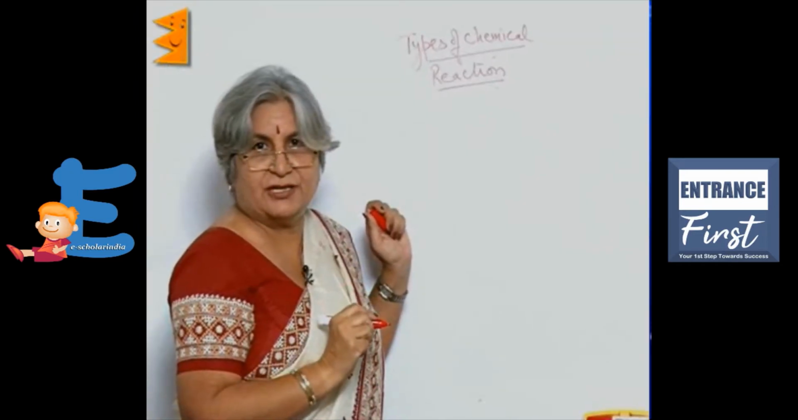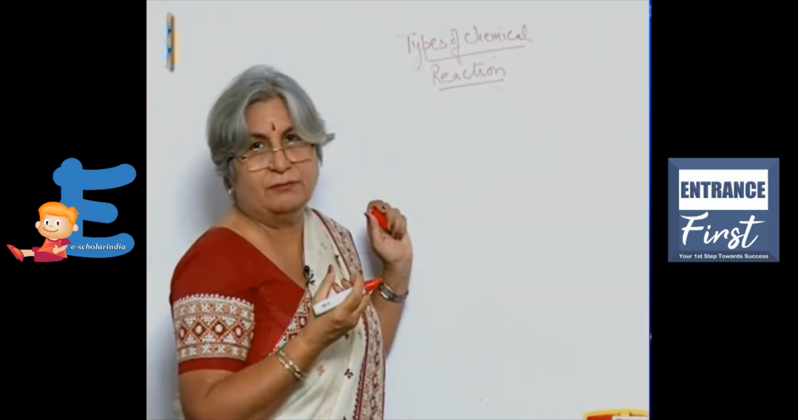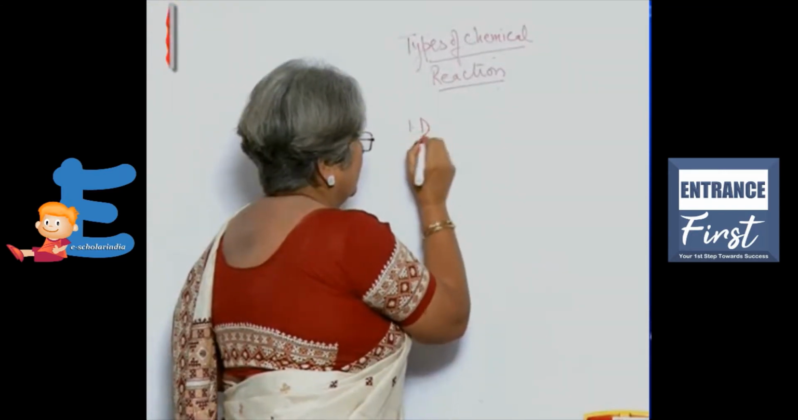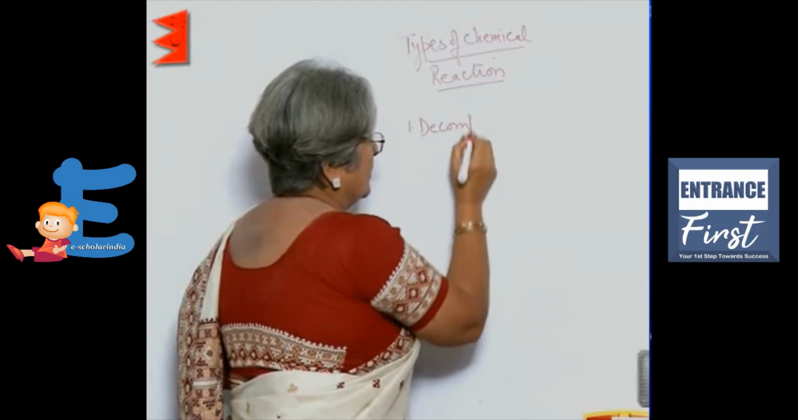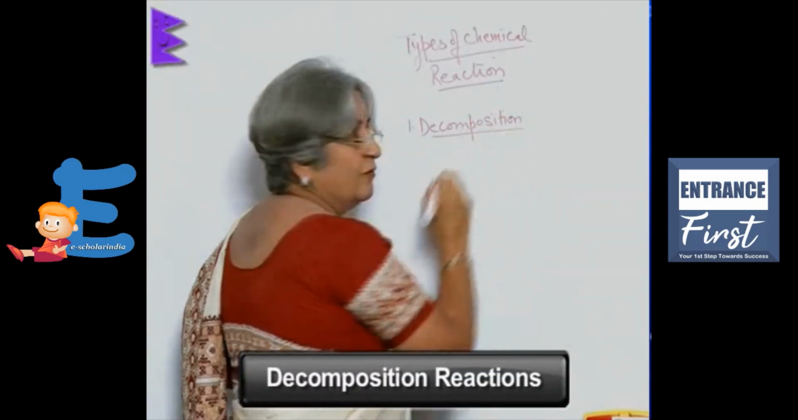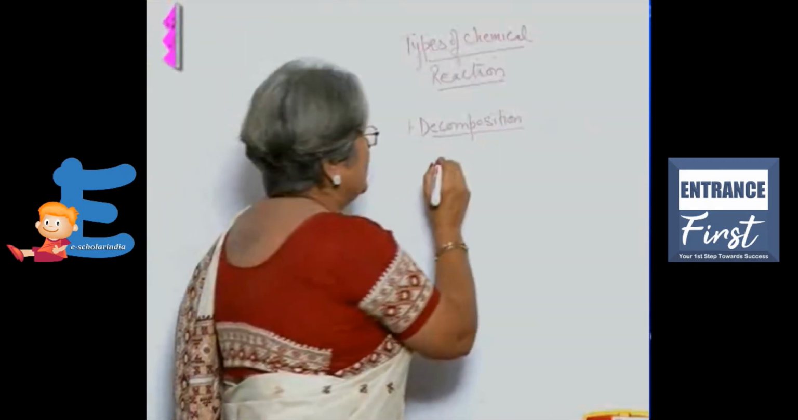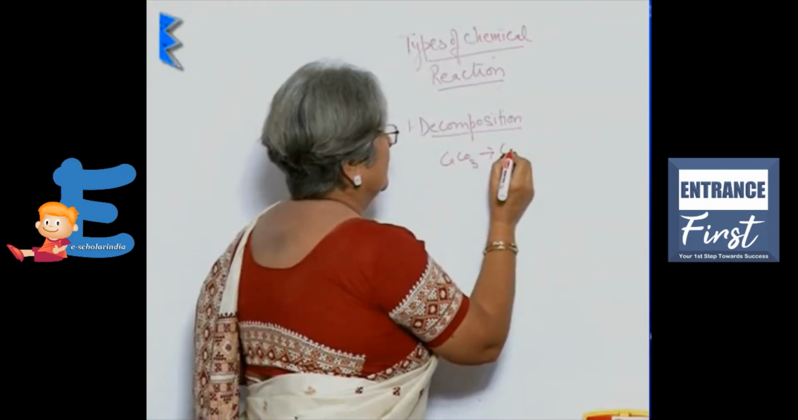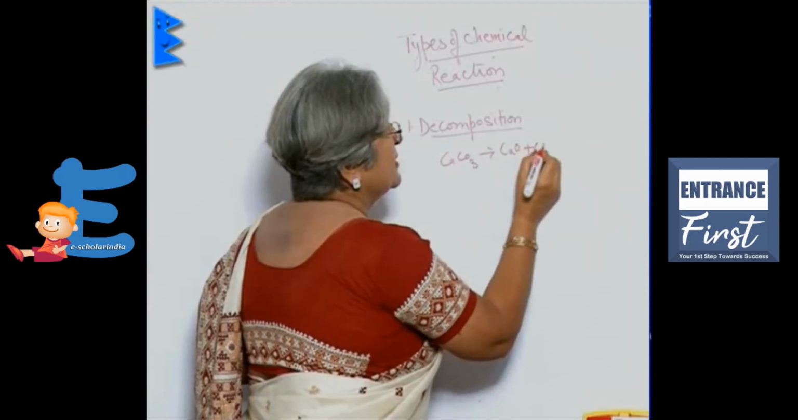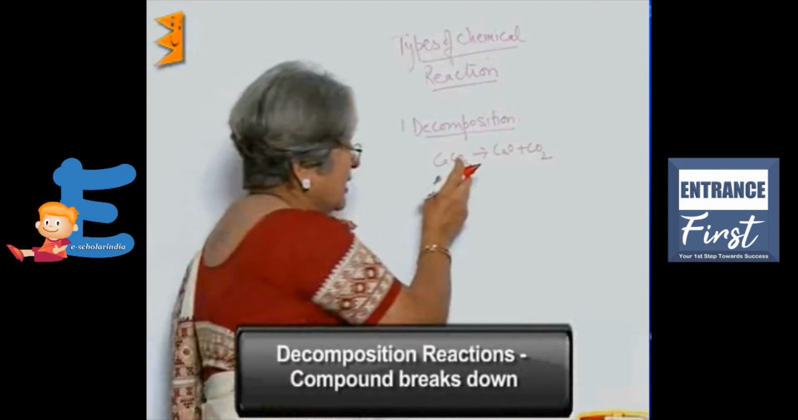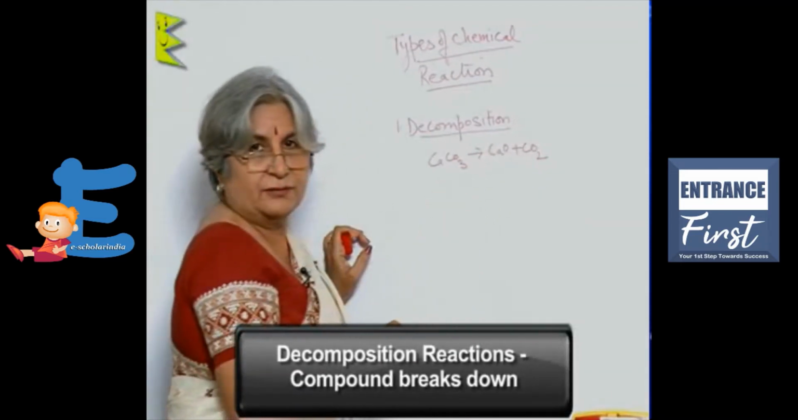The second type of reaction is one in which a compound breaks down. These reactions are called decomposition reactions. For example, if you heat calcium carbonate, what will you get? CaO plus CO2. So here the compound has broken down.